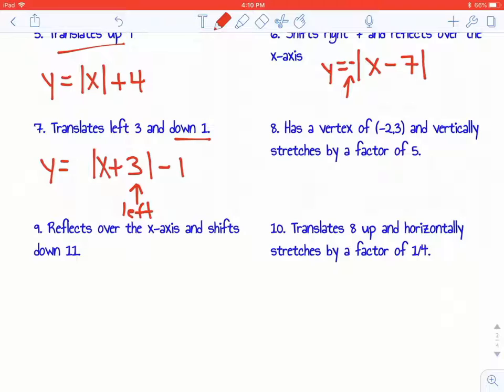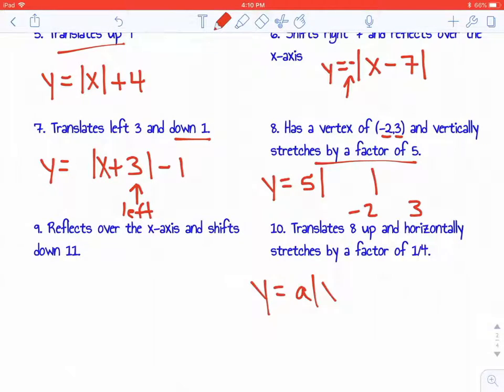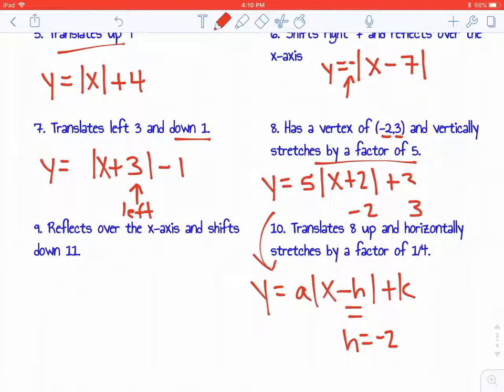Number 8 says that it has a vertex of negative 2, 3, and vertically stretches by a factor of 5. So the vertical stretch goes right out front. The vertex of negative 2, 3 is a little tricky, because the vertex, if we had picked it out as negative 2, 3, but remember our standard form is a times absolute value of x minus h plus k. I'm just going to write it down here for a second. Minus h is part of our standard form. So if we needed to pick out that h equals negative 2, this actually has to be x plus 2 in order to pick out that h is negative 2. And we'll work more on that in class. And then the 3 just stays the same.